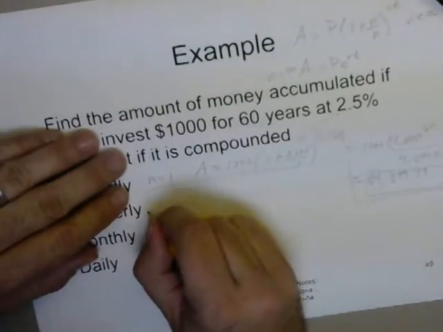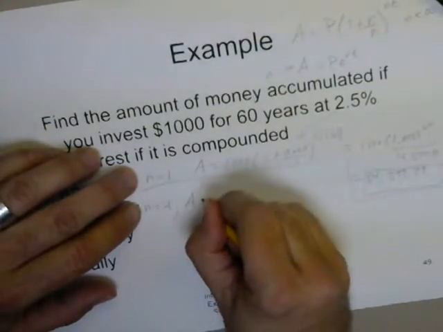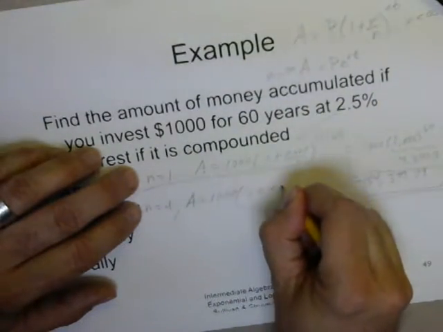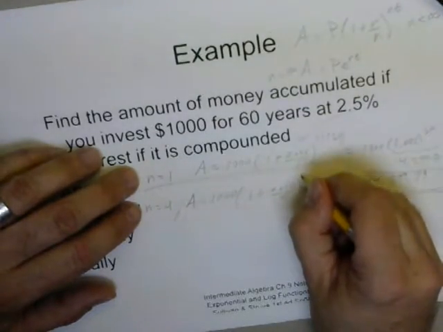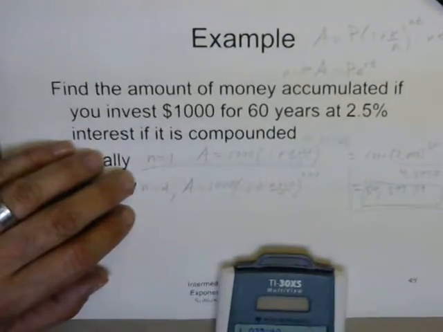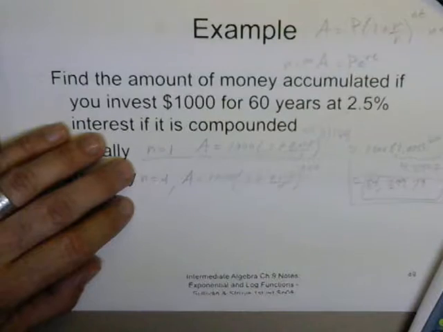Now for quarterly, n would be equal to 4. So in that case, A would just be 1,000 times (1 plus 0.025 divided by 4) to the 4 times 60 power, right, which would be 240. So here you should see that you'll have a little bit more interest because you're compounding more often.